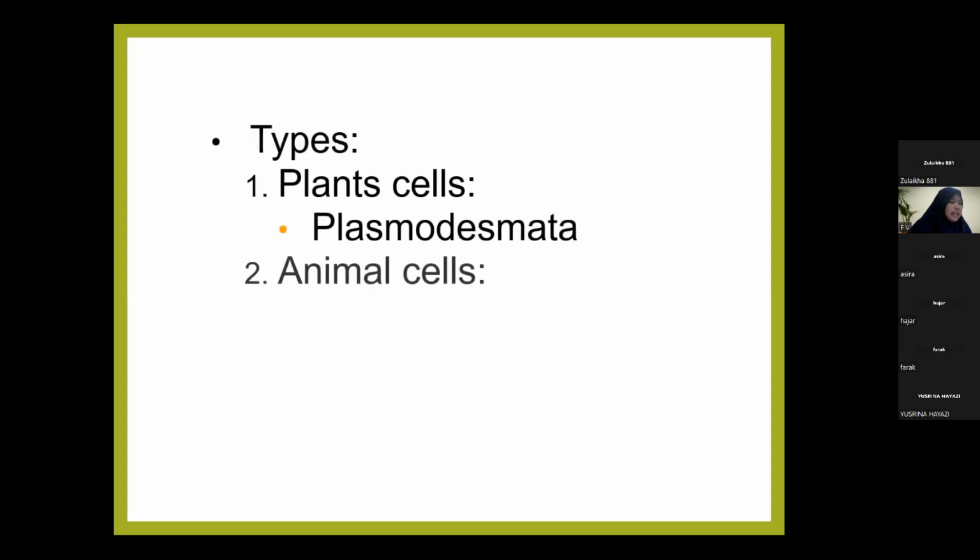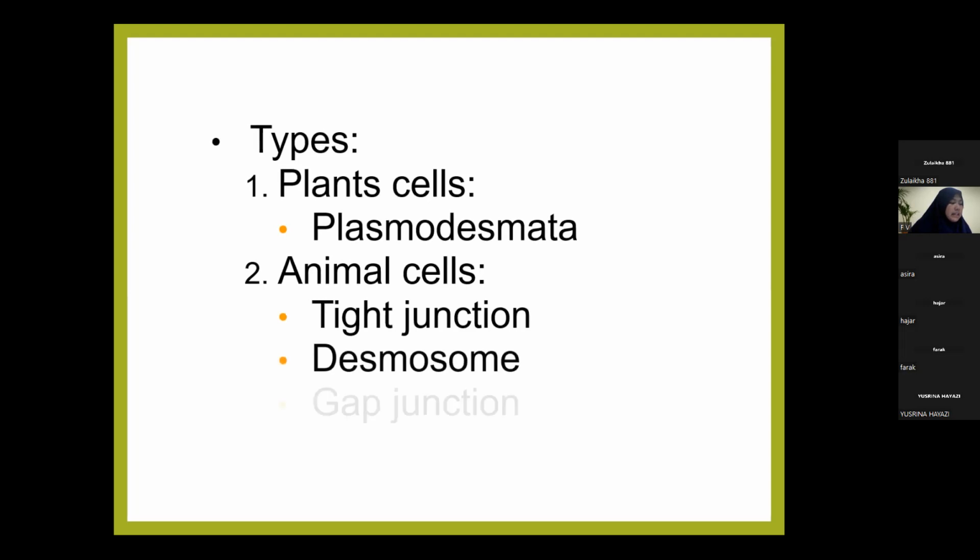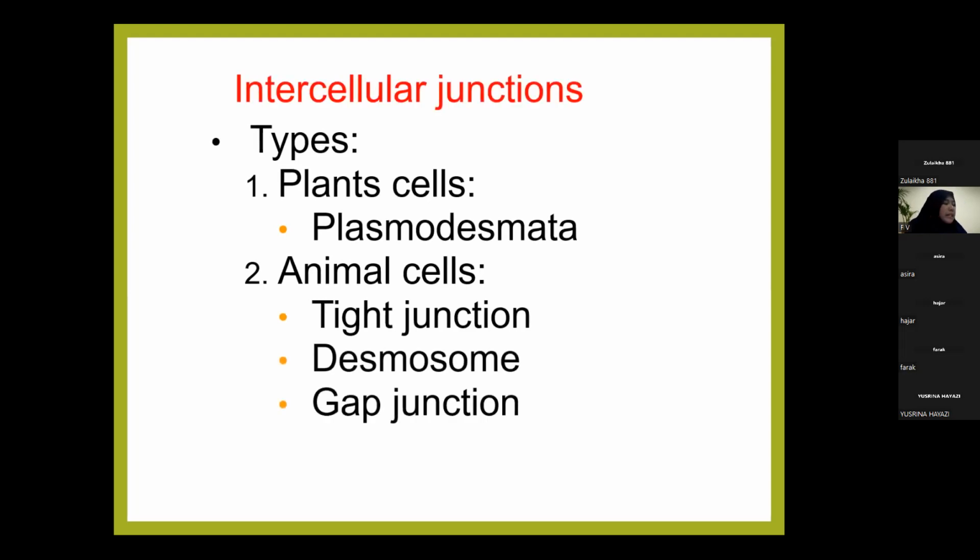Okay, there are 2 types of cellular junction. Okay, number 1 that found in plant cell and number 2 that found in animal cell. So for plant cell, the intercellular junction, penghubung antara sel dengan sel ialah plasmodesmata. And for animal cell, the intercellular junction are tight junction, desmosome, and gap junction. Ya, ada 3. Tight junction, desmosome, and gap junction.